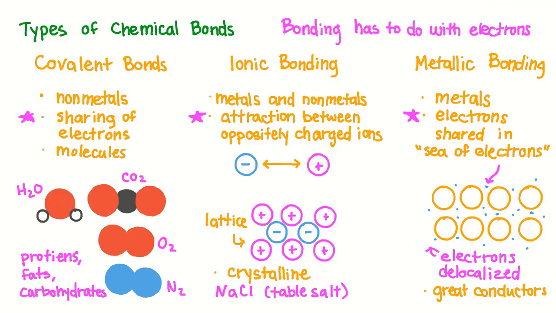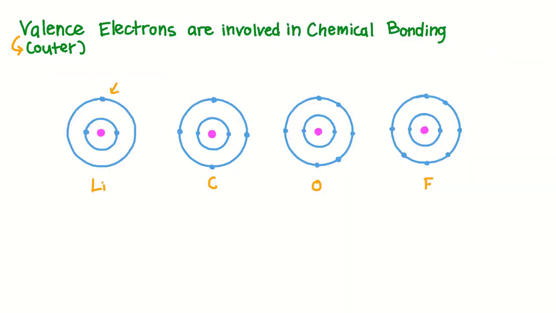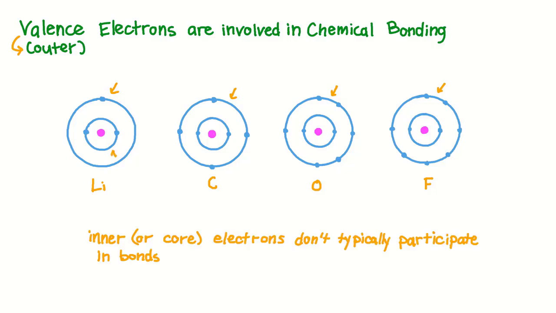You'll also notice that no matter the type of bonding, bonding always has to do with electrons. In covalent bonding, the bond is formed by sharing electrons between atoms. In ionic bonding, atoms gain or lose electrons to form ions, which are then attracted to each other. And in metallic bonding, the electrons become delocalized throughout the metal. Specifically, it's the outermost electrons that participate in chemical bonding, which we call valence electrons. The inner, or core electrons, typically don't participate in bonds because they are too close to the nucleus and they're shielded by the outer electrons.